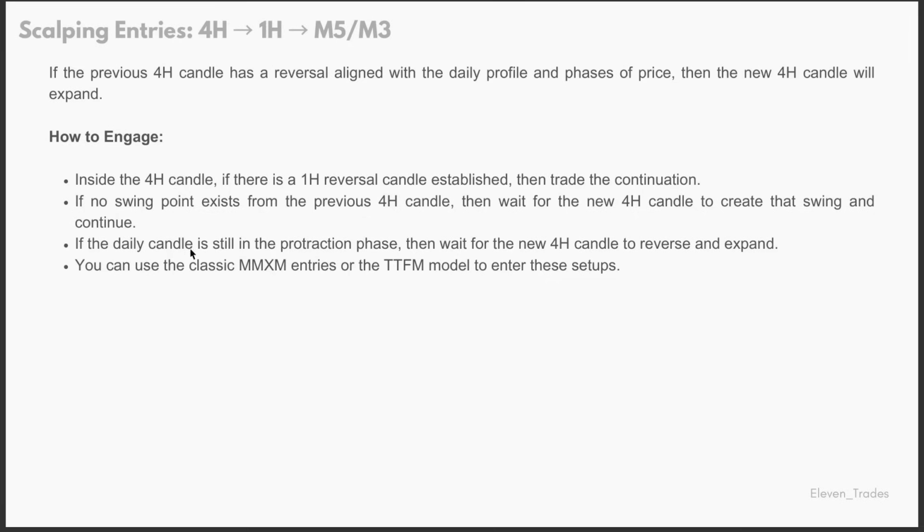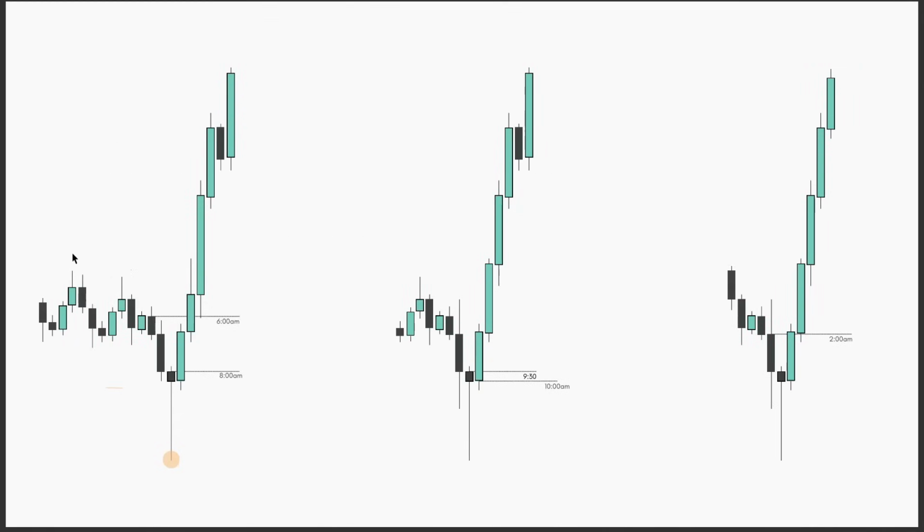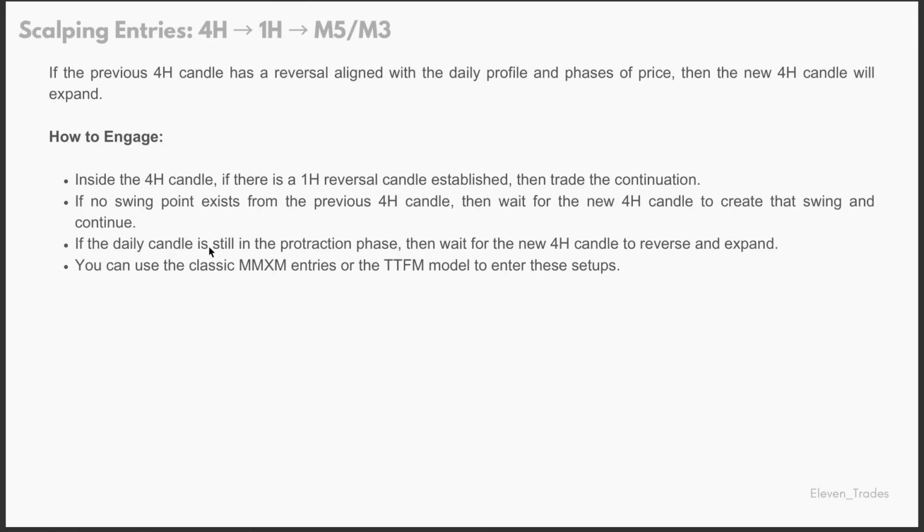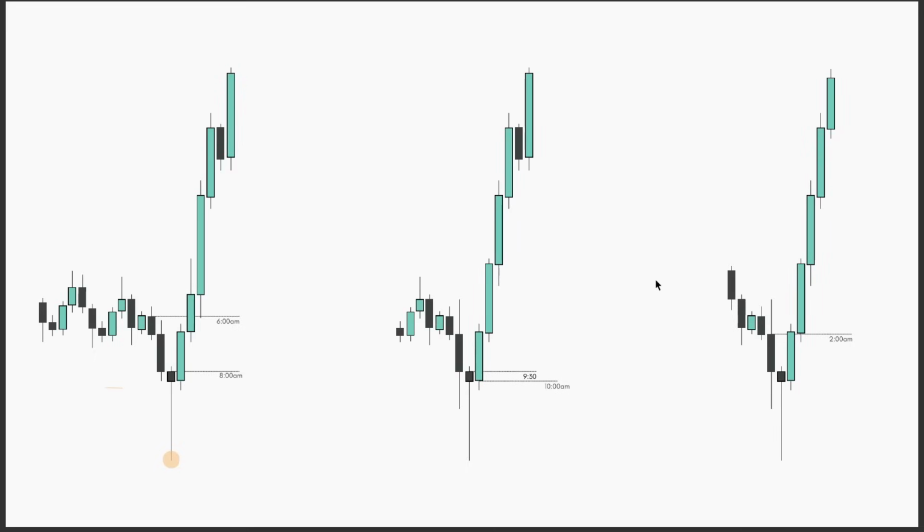Now in this second case, if no swing point exists from the previous candle, then we wait for the new 4-hour candle to create that swing and then continue. So this is the second case. Now if the daily candle is still in that protraction phase, then wait for the new 4-hour candle to reverse and expand. The 4-hour candle has a lot of significance. If we are in the protraction phase of the daily candle, the reversals are occurring within the 4-hour candles.